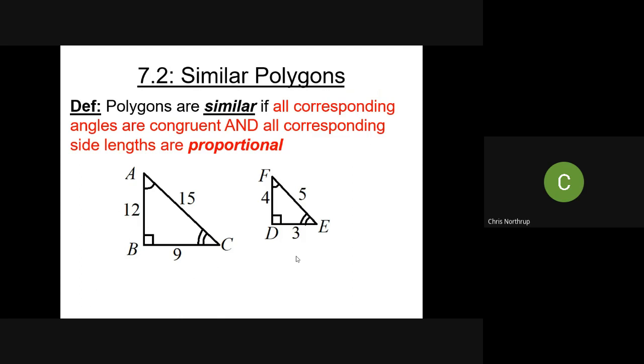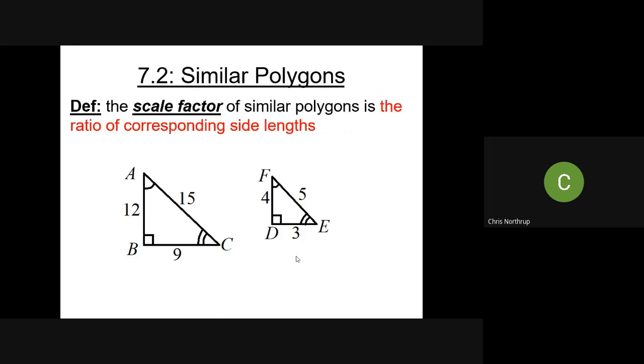Now, that number we got, 3 to 1, it's kind of an important number. We call that thing the scale factor. So scale factor, that's the ratio of corresponding side lengths when you know that you have similar polygons. That's an important number because it basically tells us the relative size of two similar polygons. So if I have another set of polygons and the scale factor is, say, 1 to 4, that means that one of my polygons is a quarter of the size of the other one, and the other polygon is 4 times as big as the other one. So that scale factor is really important.